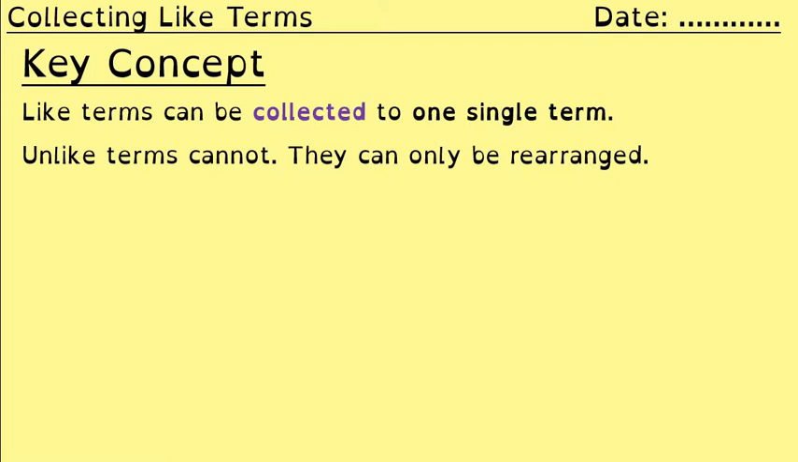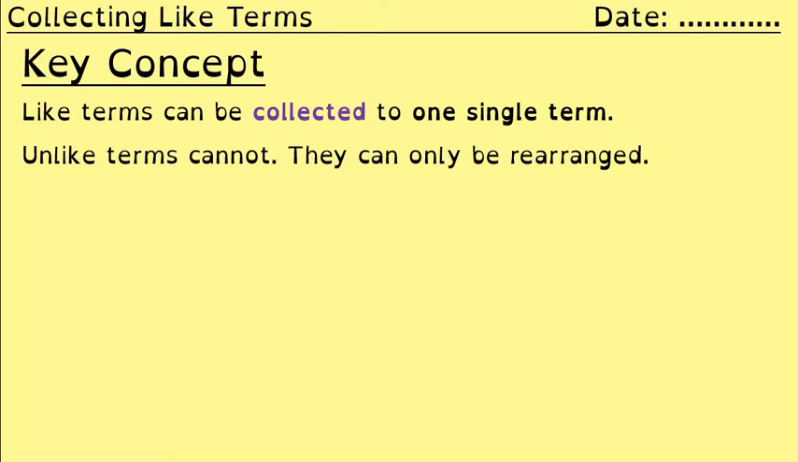And then we looked at like terms. So we learned that like terms have the same variable raised to the same power. Now this lesson we're going to be using like terms a lot. So this key concept you should copy into your book. The key concept is that like terms can be collected into one single term. Unlike terms cannot. They can only be rearranged. So copy these two examples down.